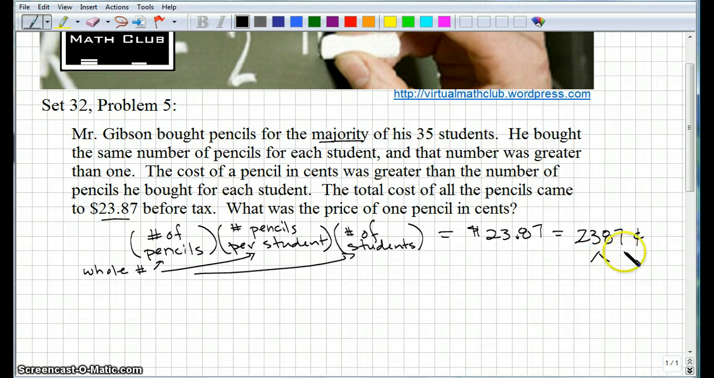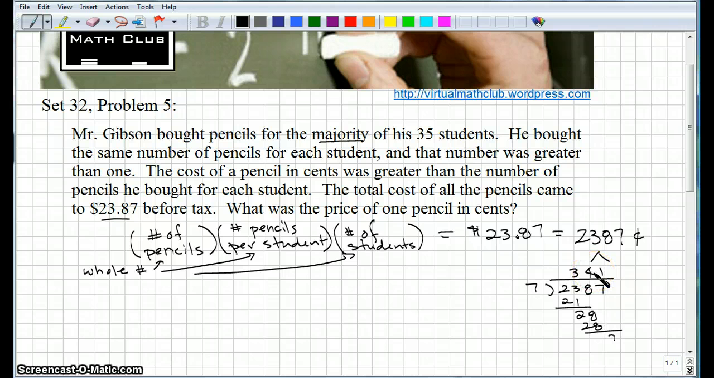So the next prime number is 7. Now for 7, I don't have a nice easy trick, so I'm just going to divide it by 7. Let's try dividing by 7. 2387 divided by 7 gives 341. So we know that 2387 is 7 times 341. And we know 7 is a prime number, so let's see about 341.